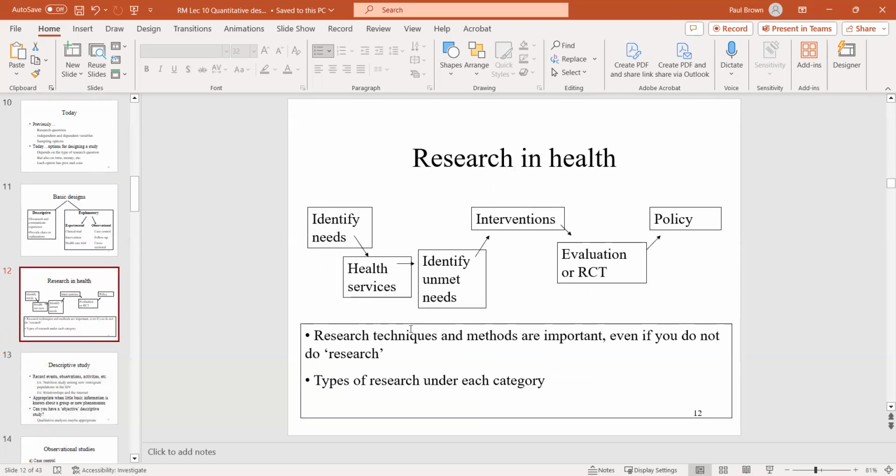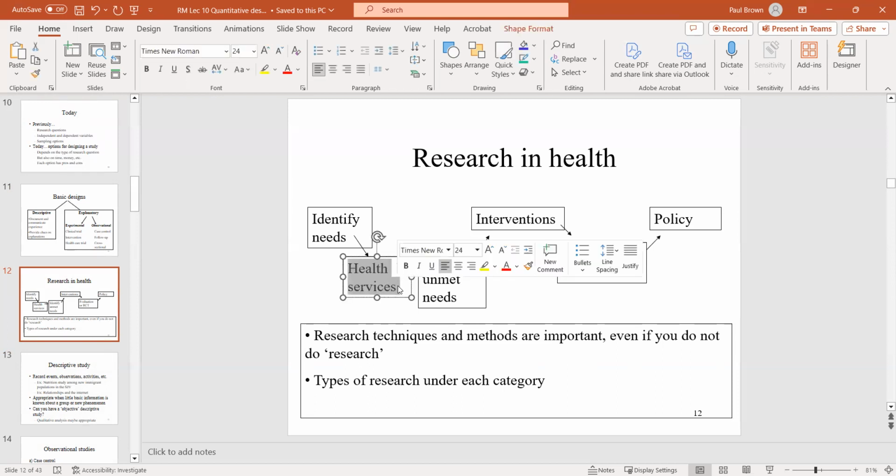If you think about the different types of research that we do in health, I said at the beginning that identifying needs is what epidemiology typically does. So a lot of epidemiology is descriptive because they're just reporting how much heart disease is in the population, or the level of suicide attempts by youth, things like that. Those are all descriptive studies. They also often do explanatory studies in epidemiology. So whenever you see risk factors in there, then they're doing an explanatory study.